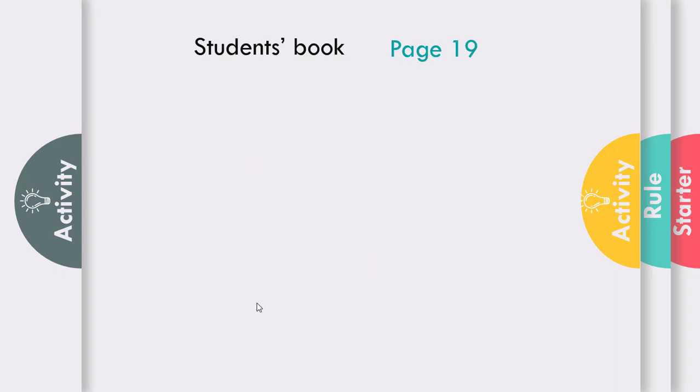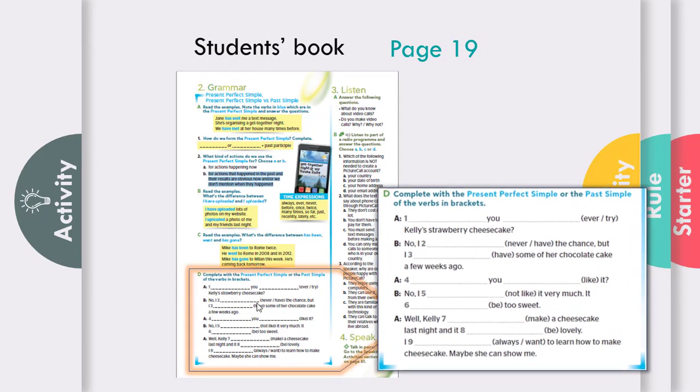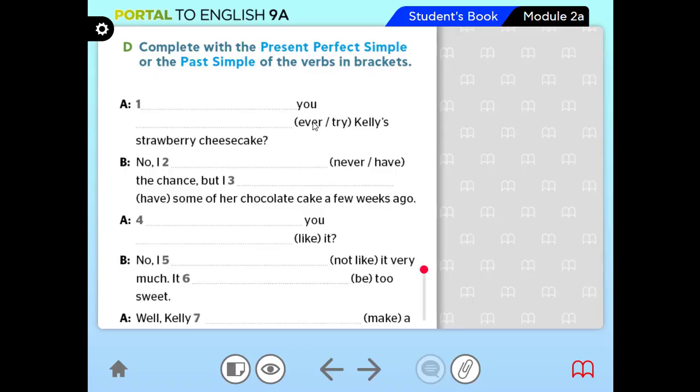Now, let's go to student book, page 19. Exercise D, complete with the present perfect simple or the past simple of the verbs in brackets. Number 1. You ever try Kelly's strawberry cheesecake? As you can see, this is a question. And here we have the word ever. It refers to the present perfect. So the question will be, have you ever tried Kelly's strawberry cheesecake?